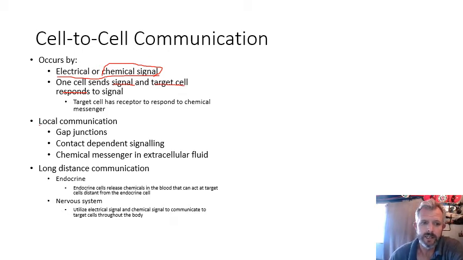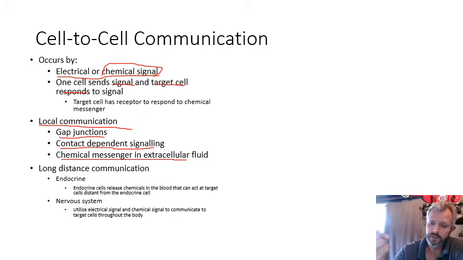Now this chemical signaling can happen locally, just within the same tissue, or it can happen over long distances. We'll talk about three ways with local communication. This is over short distances: our gap junctions using our electrical signals, our contact-dependent signaling, and then the major one, the most prevalent, chemical messengers being released into the extracellular fluid, and then the target cell has a receptor to respond to it. These are three local communications, but again, this is just over short distances. So the chemical messenger gets sent into the extracellular fluid and diffuses out to the neighboring cells, but it's not going to diffuse all the way through the body in the extracellular fluid.